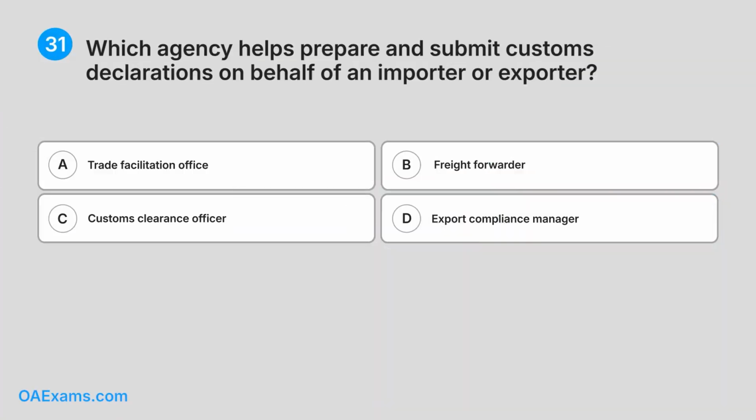31. Which agency helps prepare and submit customs declarations on behalf of an importer or exporter? A. Trade Facilitation Office. B. Freight Forwarder. C. Customs Clearance Officer. D. Export Compliance Manager. Can you guess the answer?